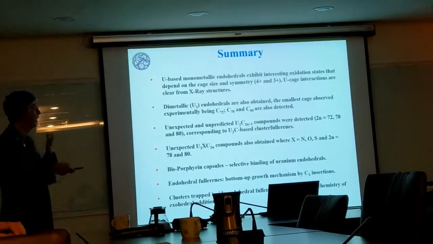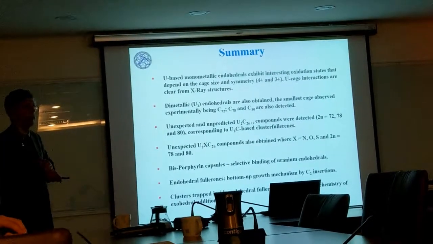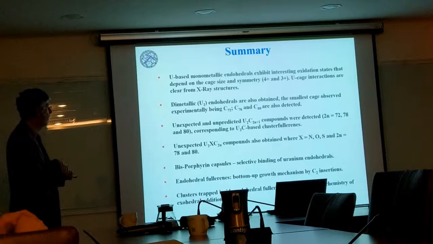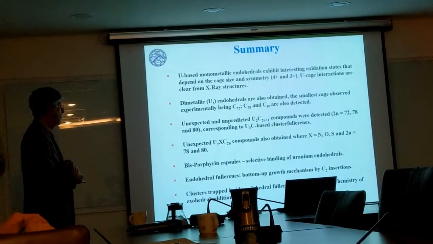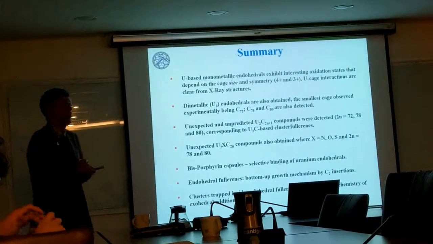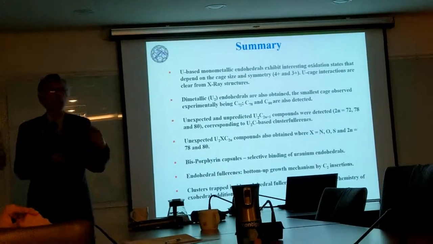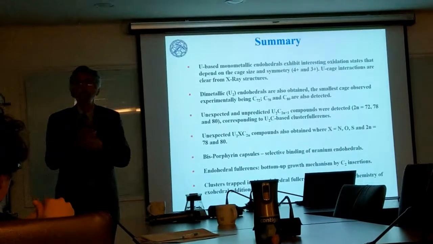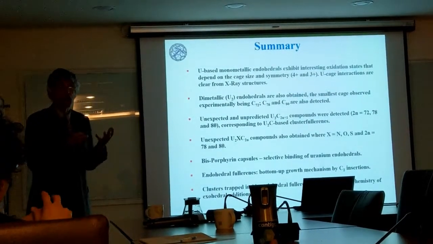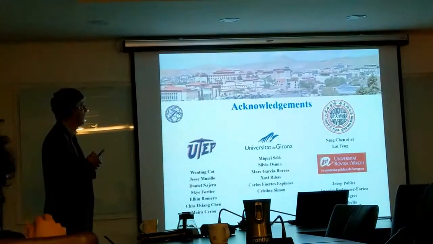And the endohedral fluorines show you the mechanistic perspective of how these things are actually growing using a bottom-up approach. And the clusters trapped on the inside of these things regulate the regiochemistry on the outside and limit the number of additions that we perform.